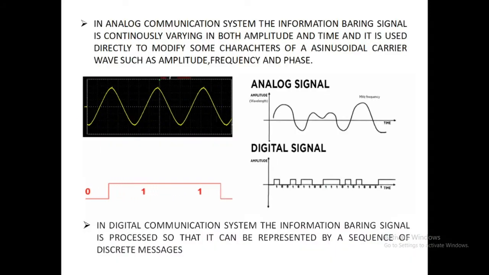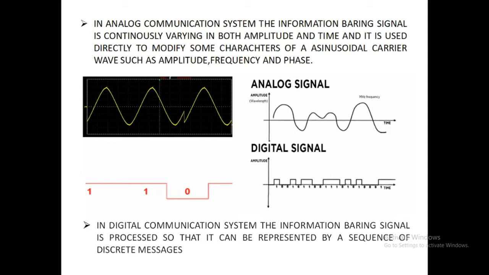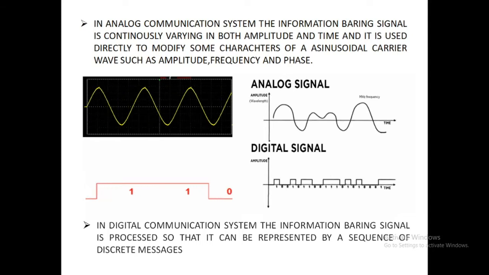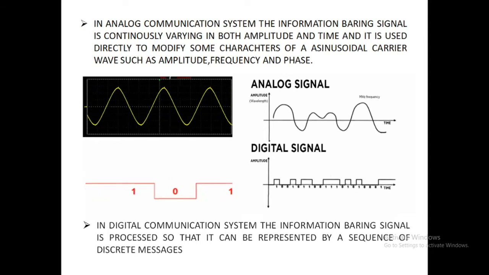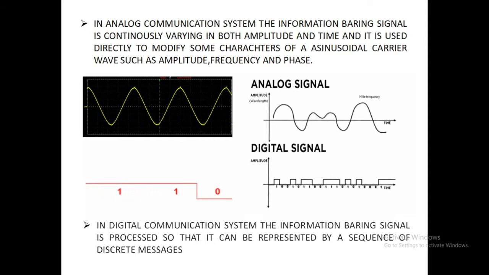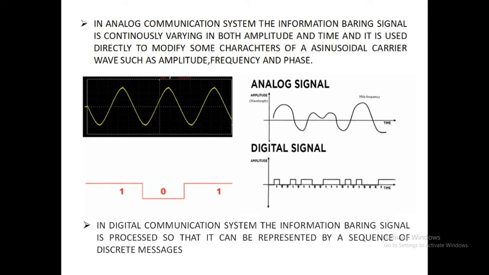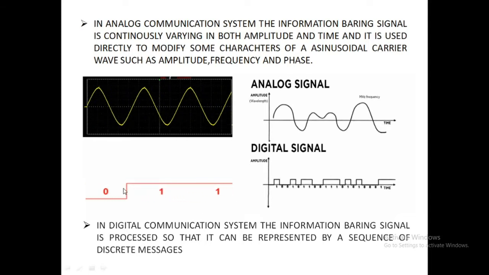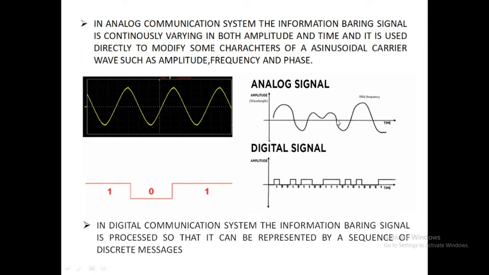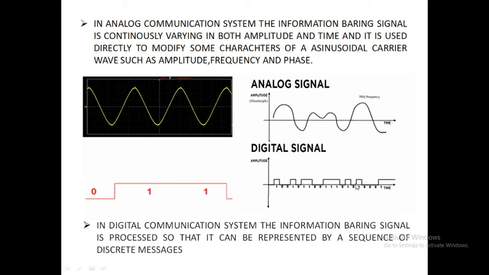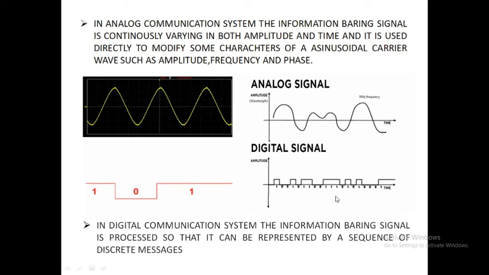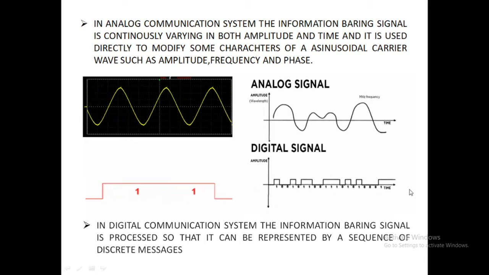Next, in analog communication system, the information bearing signal is continuously varying in both amplitude and time, and it is used directly to modify some characteristics of a sinusoidal carrier wave such as amplitude, frequency and phase. In digital communication, the information bearing signal is processed so that it can be presented by a sequence of discrete messages, means it will be in terms of ones and zeros, which is binary information.